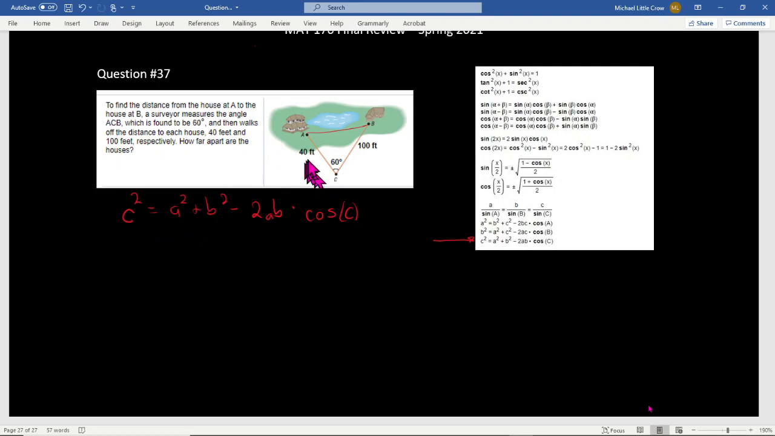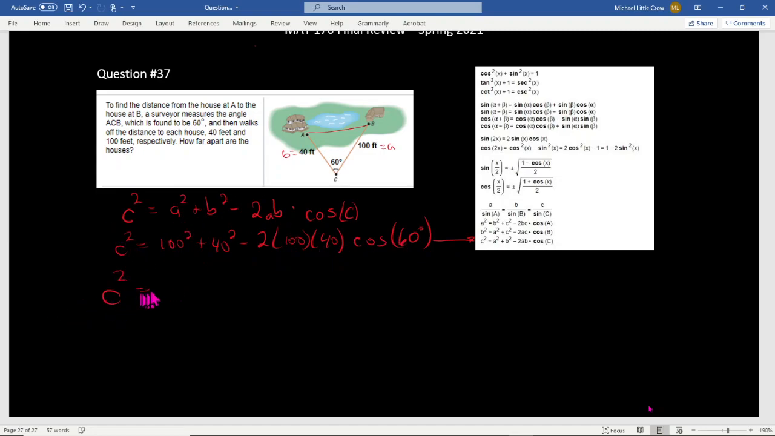So what do we have? Little b, which probably doesn't matter too much, is 40, and a is over here. Little a is 100. So we get c squared equals 100 squared plus 40 squared minus 2 times 100 times 40 times the cosine of 60 degrees. And again, that's going to be c squared, so we take the square root at the end.